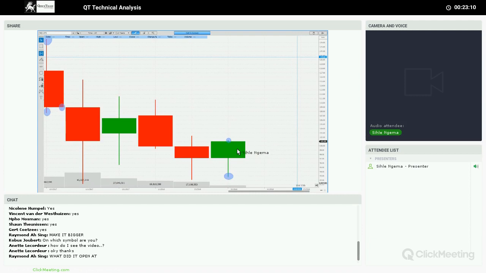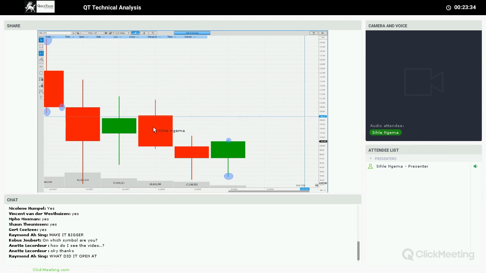So the body of a candlestick is the one that shows us where the activity is at. Is the activity on the buying side or is the activity on the selling side? So when I see a red candlestick, it basically shows me that the activity is on the selling side on the basis of the opening and the closing.